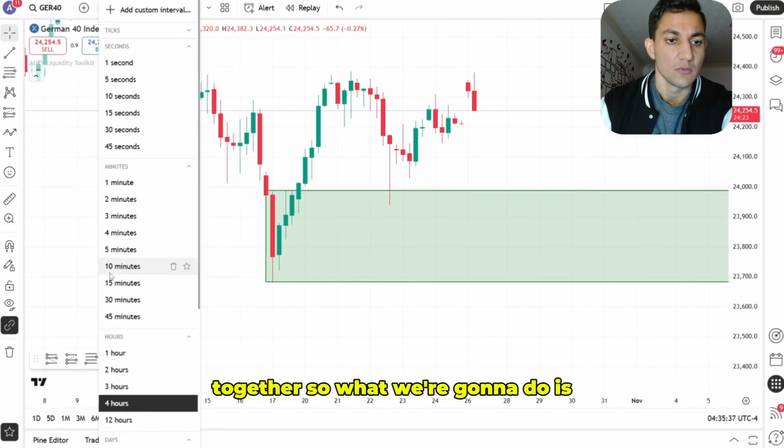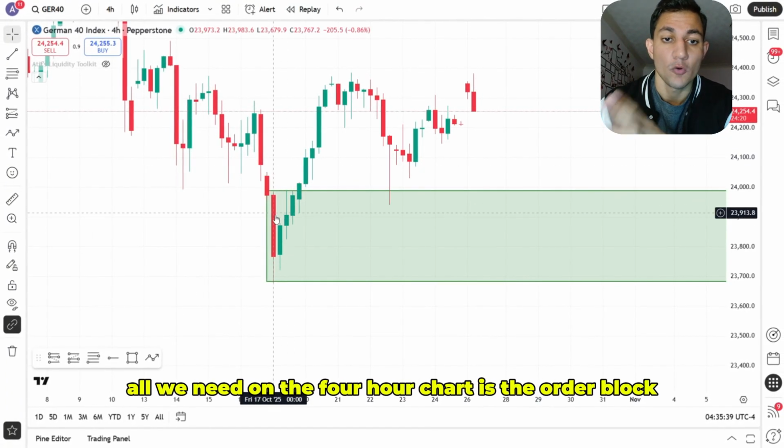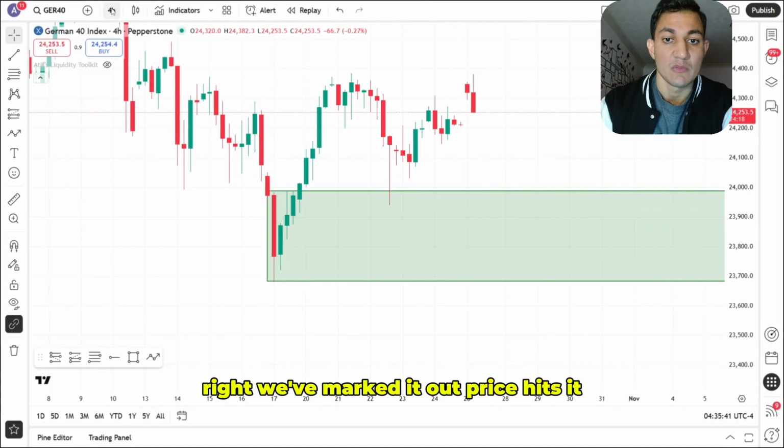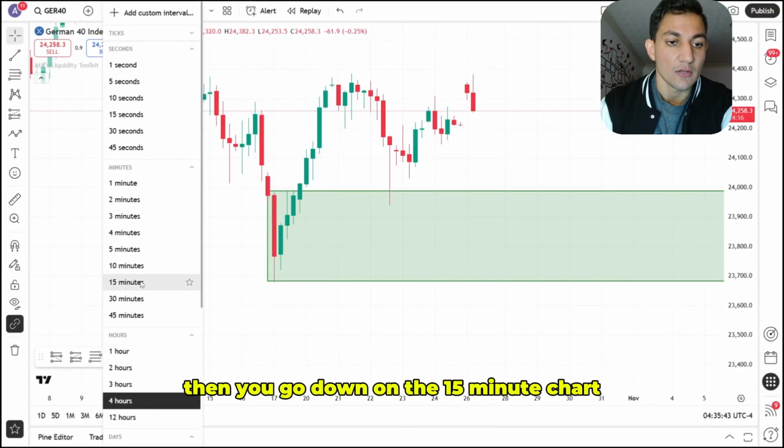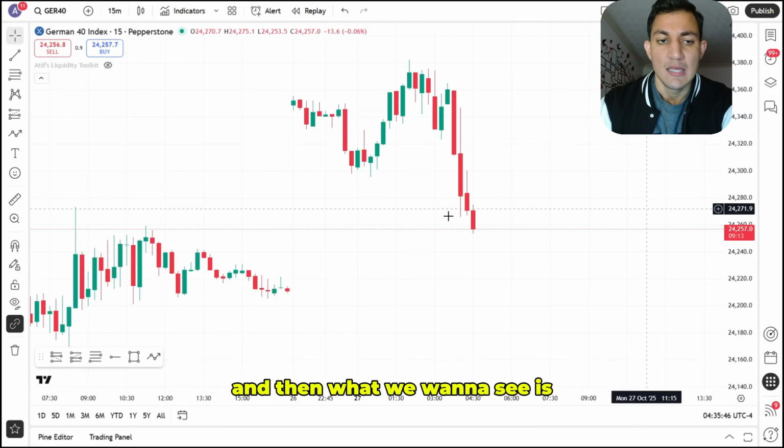So we've done the 4-hour chart, right? All we need on the 4-hour chart is the order block. We've marked it out, price hits it, then you go down onto the 15-minute chart. And then what we want to see is confirmation.